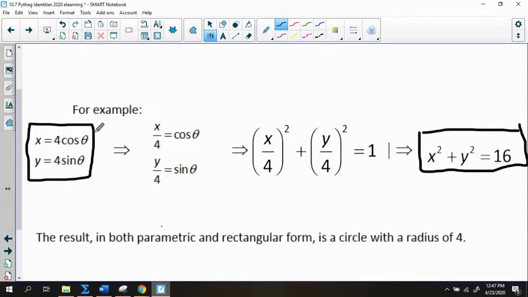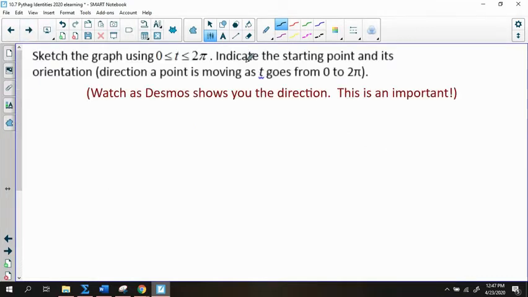If you see something that looks like this, I want you noticing that the numbers in front of the cosine and the sine are the same. So when you see something like this, you have a circle. Okay, next. Now we're going to practice sketching this so you can see it, because it's not just that it graphs a circle. That's important to know, but it's also important to understand that it starts at a certain spot and ends at a certain spot.